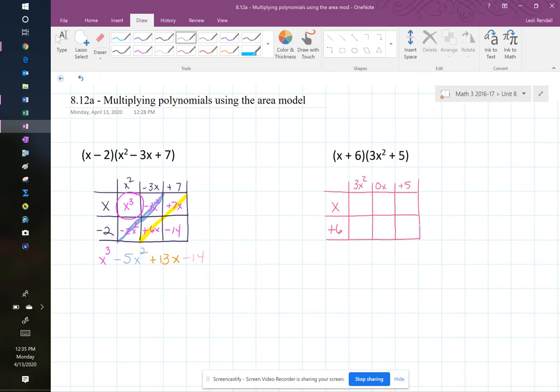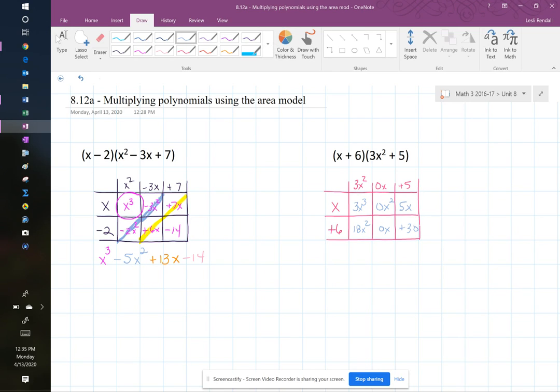So let's do our multiplication. X times 3x squared is 3x cubed. X times 0x is 0x squared. X times 5 is 5x in the second row. 6 times 3x squared is 18x squared. 6 times 0x is 0x. And then 6 times 5 is 30.